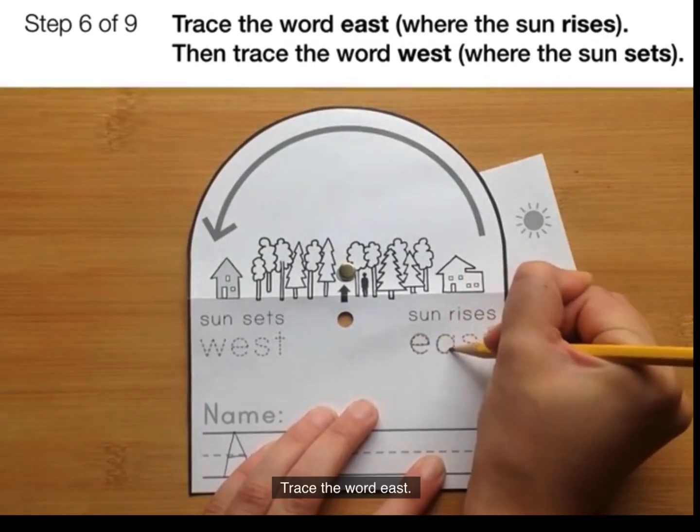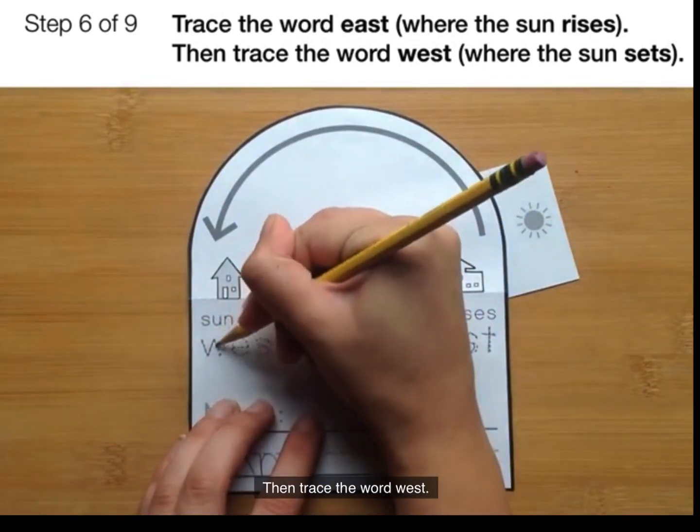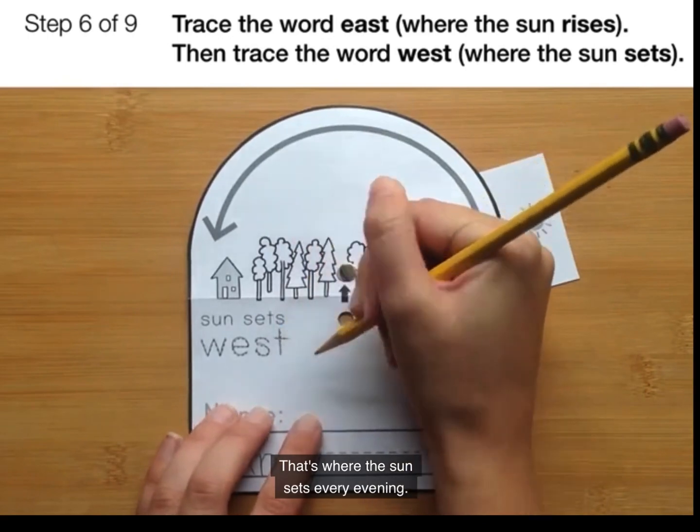Trace the word east. That's where the sun rises every morning. Then trace the word west. That's where the sun sets every evening.